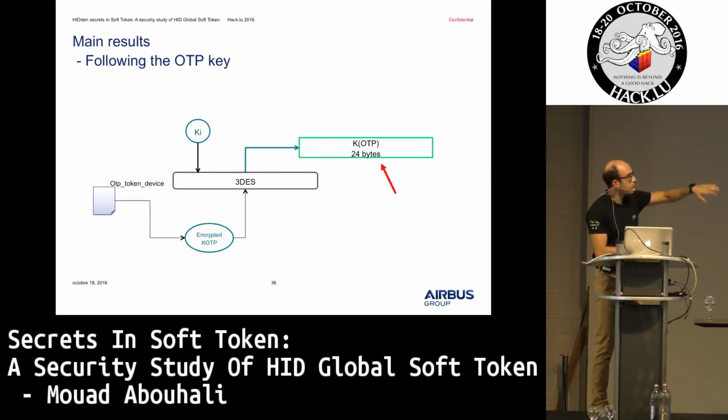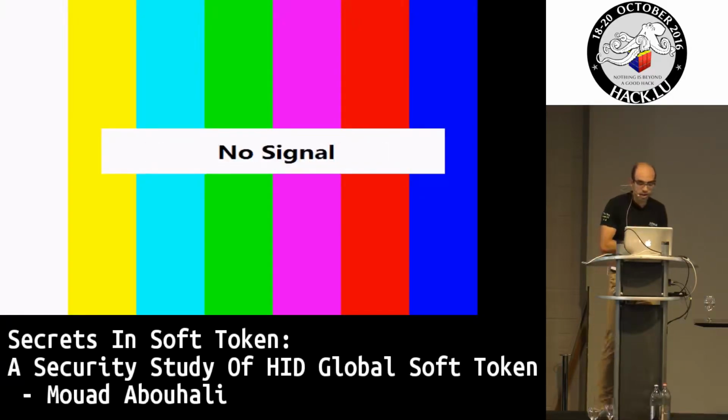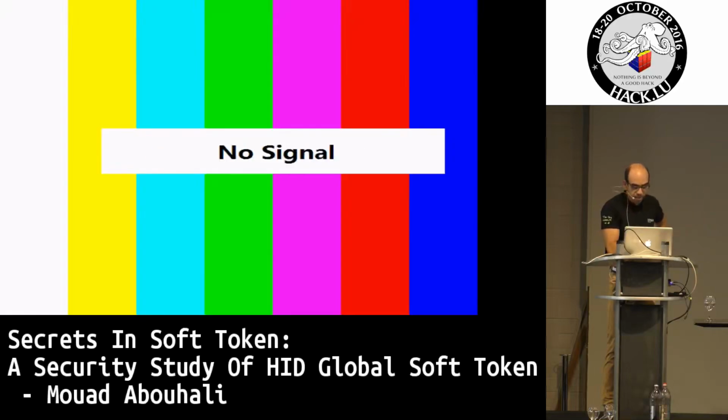Now we are going to trace back the one-time key to understand how this key is generated. So be careful here. Previously, I mentioned here that the key OTP is about 24 bytes. But in reality, the key is split into two main parts. One part corresponds to 20 bytes, and the second corresponds to 4 bytes.